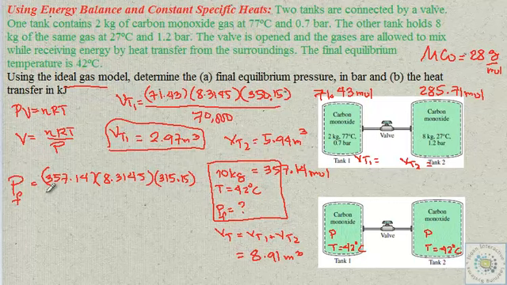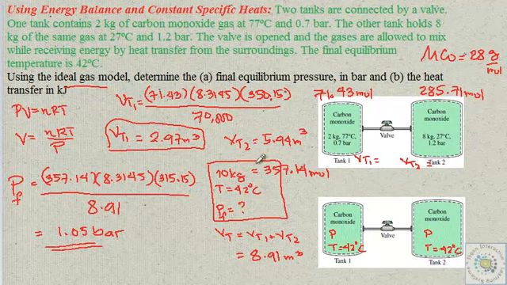315.15 over the volume. So the volume total will be 8.91 m cube. Therefore, the pressure will be 105,030 Pascal, or I divide that by 100,000. It will then be equivalent to 1.05 bar. Okay, the final pressure, when they combine, becomes 1.05 bar. That's the answer to our first question.